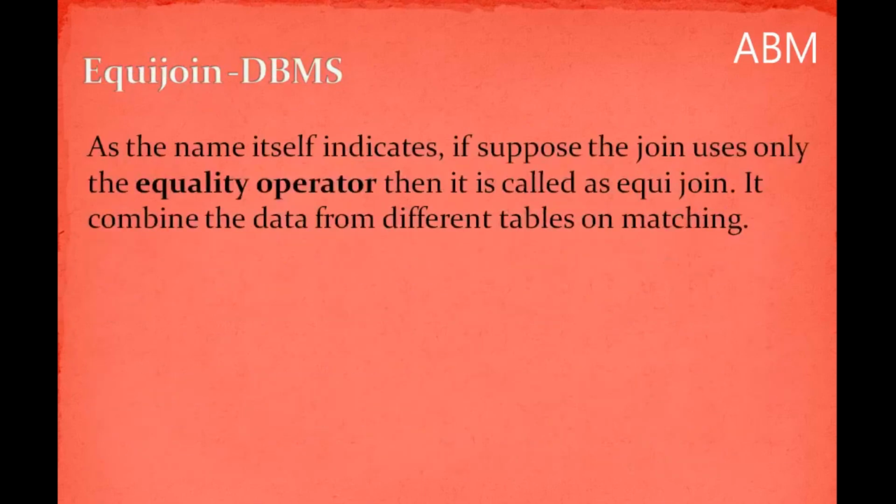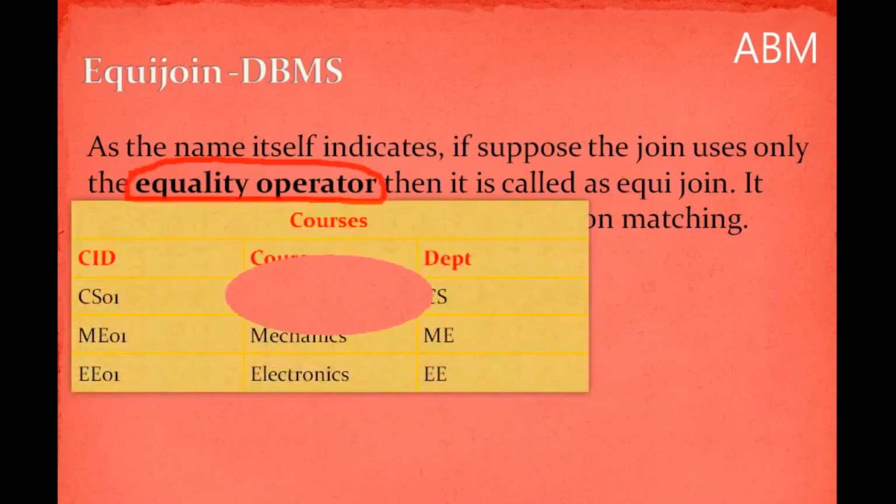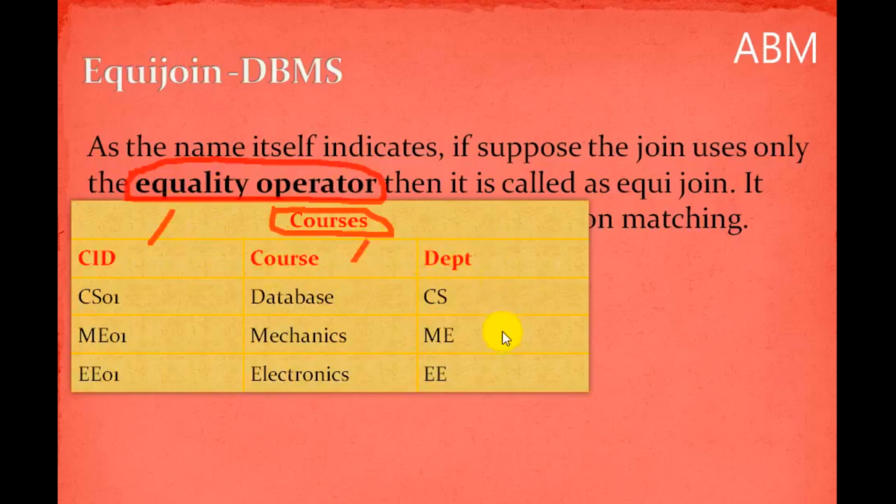The second one is the equijoin. Equijoin gets the data from both of the tables using the equality operator. It shows all the data. For example, we have one table with courses: the course ID, the course, and also the department of the course. Database is the CS department, mechanics is the mechanical, and it is an electrical engineering course.